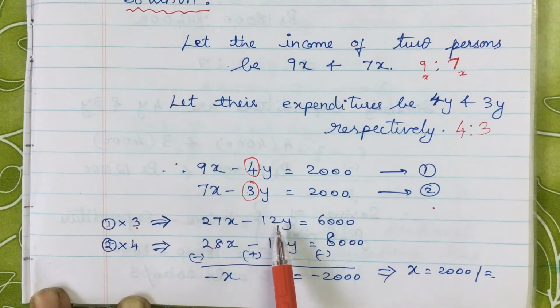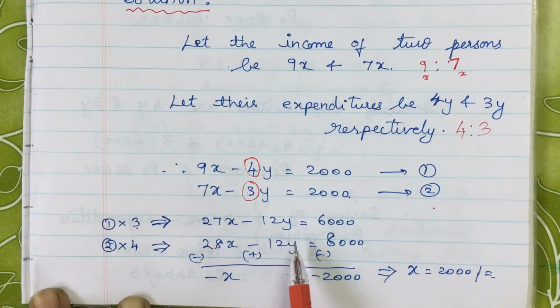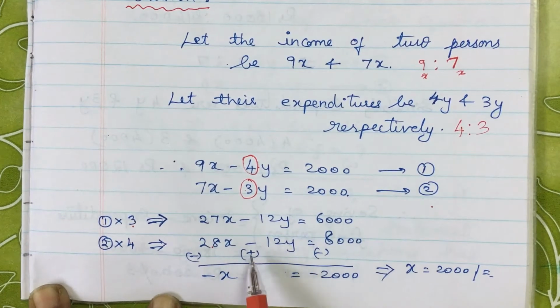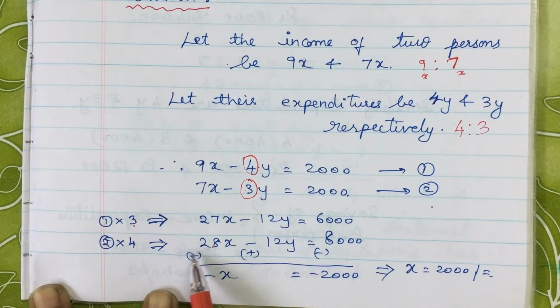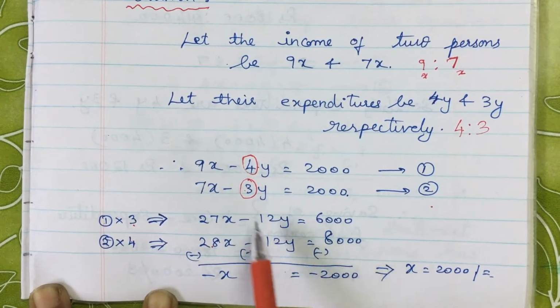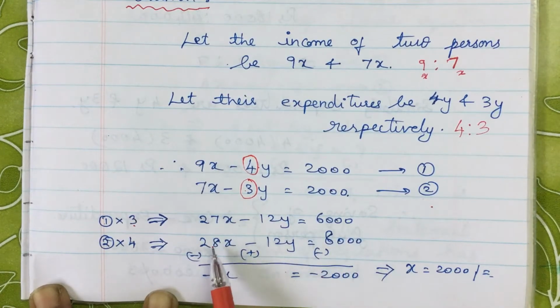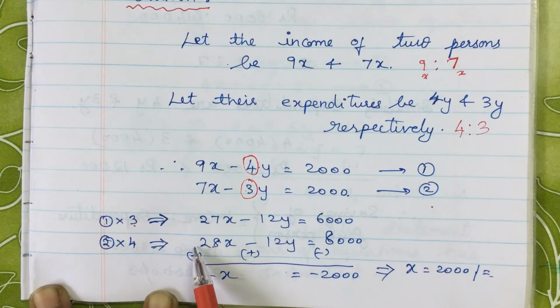If both the coefficients are -12 and -12, they won't get cancelled. So you have to change the signs of this second equation. That is nothing but subtracting this equation from this equation. So I am changing the signs. Here I have already plus, so I am changing it into minus. Here minus is changing into plus, and here also minus.